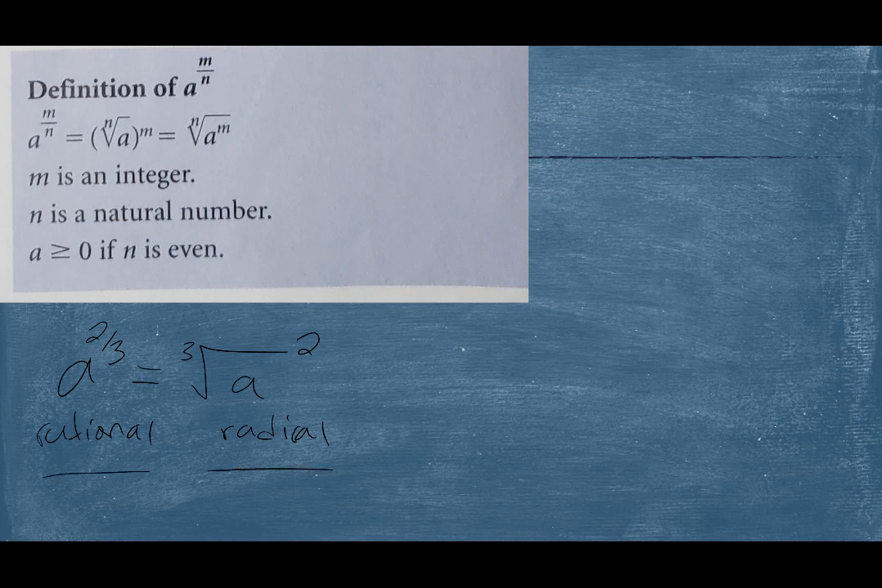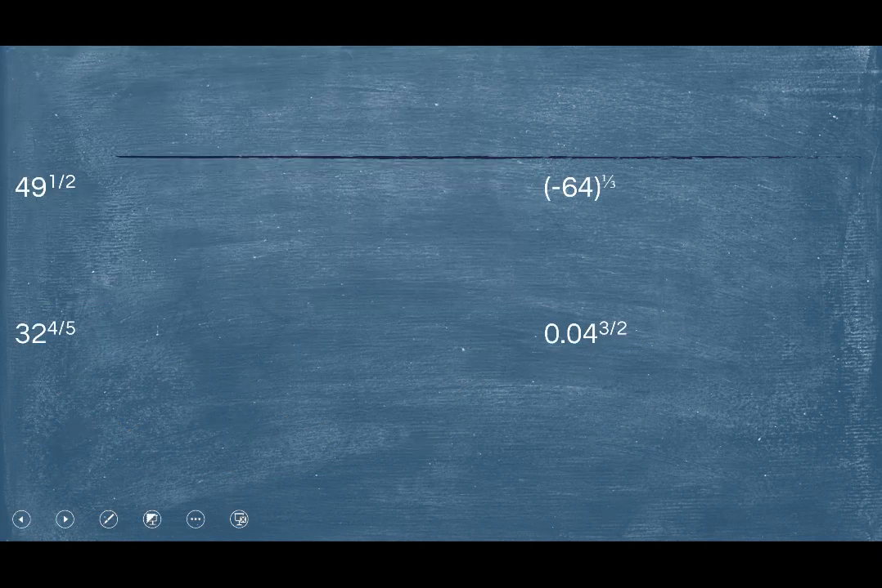I'll show you just one more here. a to the power of 5 over 3. Again, it's going to be the 3rd root. The denominator becomes the root, and the numerator, the thing on top of that fraction, is the exponent. Rational, radical. Rat and rad.